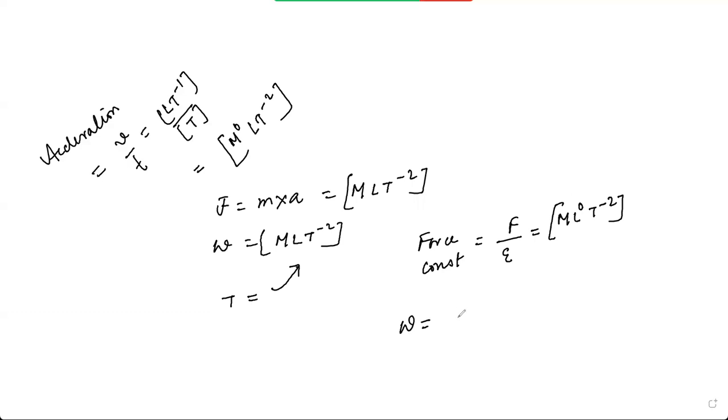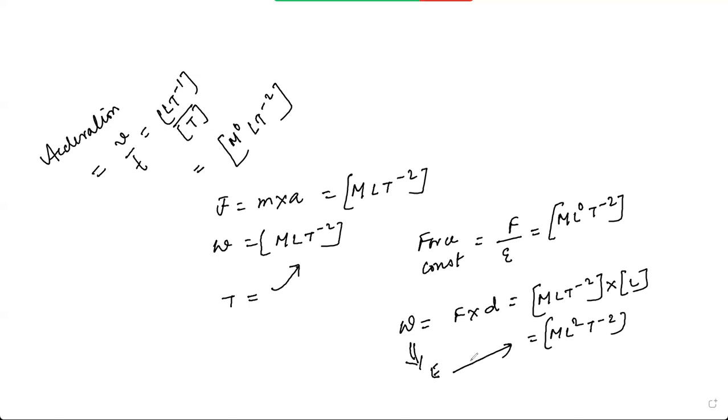Dimensional formula of work. Work equals force into displacement. That is M L T^-2 multiplied by L, that is M L^2 T^-2. This is the dimensional formula of work. Work is equivalent to energy, so the dimensional formula of energy is also M L^2 T^-2.